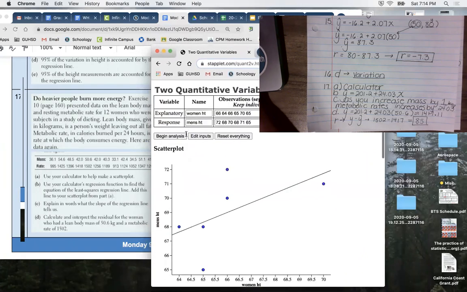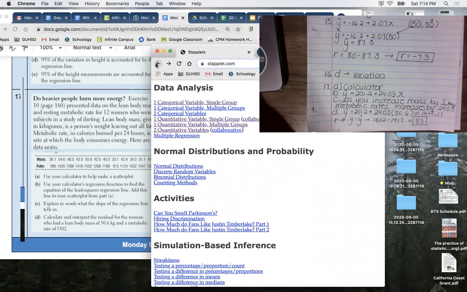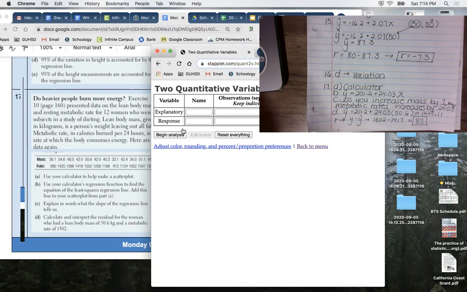Okay, I'm going to go back one to remind you that we're going to be going to the two quantitative variables. This time we have two different variables that we're measuring. The explanatory here is definitely the mass, the mass or the weight, because we're trying to figure out, does weight cause the response of metabolic rate? Okay, so I'm going to go ahead and put in the values here.